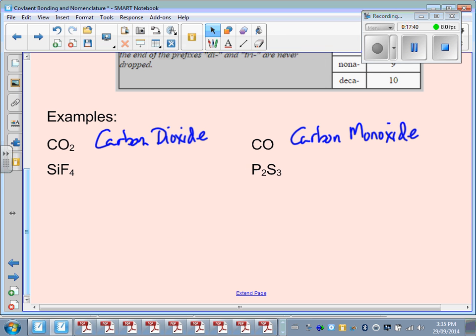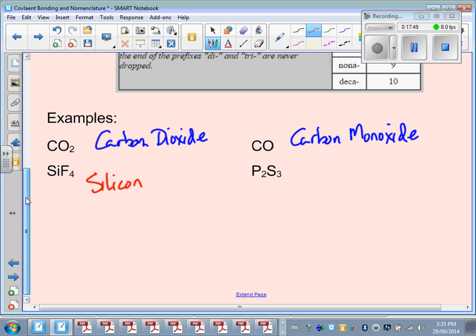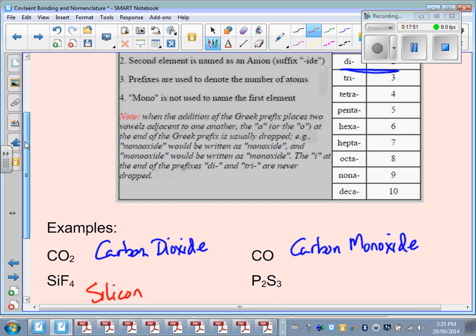Okay, we'll do one more. The first one is silicon. There's only 1 silicon. So it would be mono, but for the first atom you do not have to put in mono. You would if it was di or tri. And there are 4 fluorines. So we're going to have to use tetra. Tetrafluoride. Okay, the final one I'm going to do is there is 2 phosphorus, so it's di. You do have to put it in if it's non-mono.